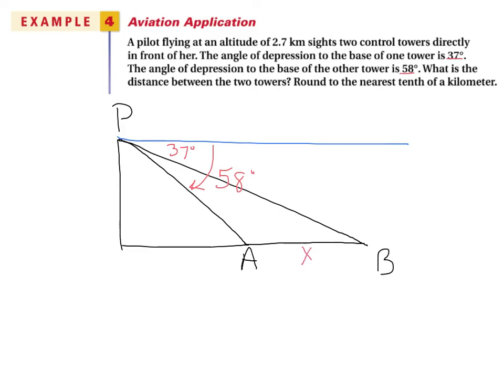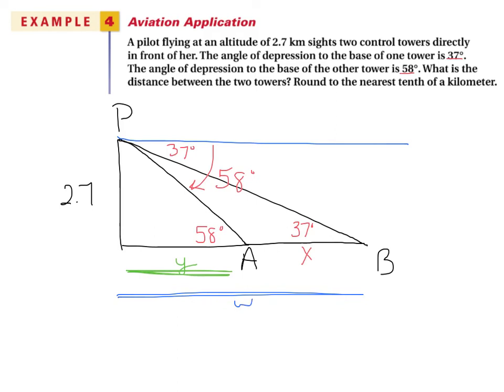The first thing I have to do, though, is figure out how far up the pilot is, which is 2.7 kilometers. We also know that because of alternate interior angles, this angle is 58 degrees, because these 2 horizontal lines, these 2 angles are alternate interior, and using these 2 lines and this transversal, PB, this angle right here, angle B, would be 37 degrees. So, the first step I need to find, I have to find this distance here. I'm going to mark this in green. That's y. I then also have to find this distance, which is going to be w, using the 37 degrees, and then I'm going to have to subtract to get my distance between the towers.